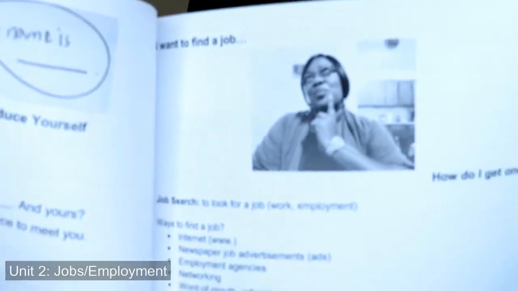This is Unit 2. Why am I so excited? Because I am happy to be able to share this workbook with you. This workbook is based on lessons that I will be giving to students one-on-one or in group lessons.